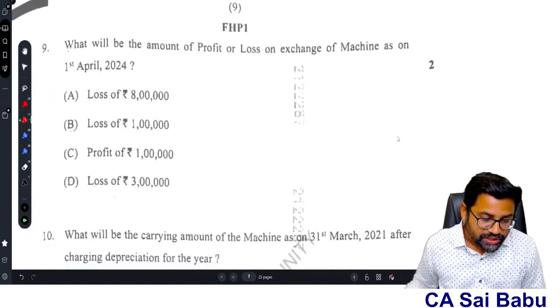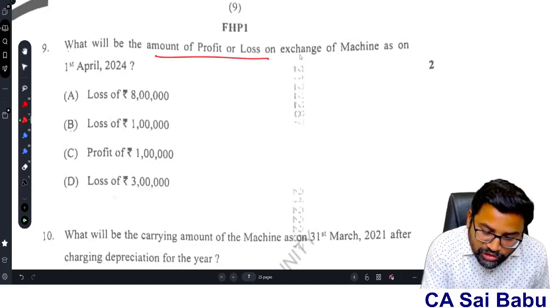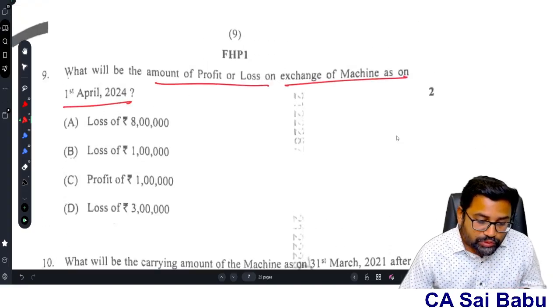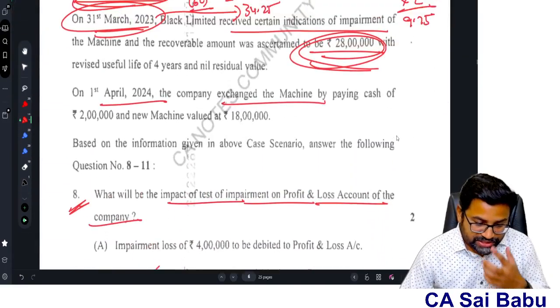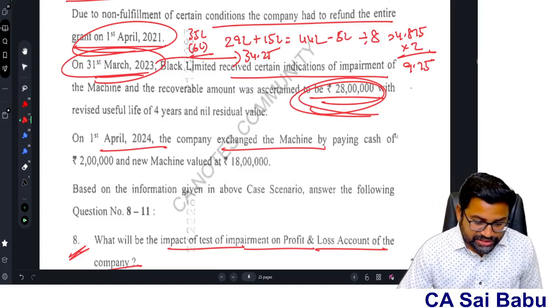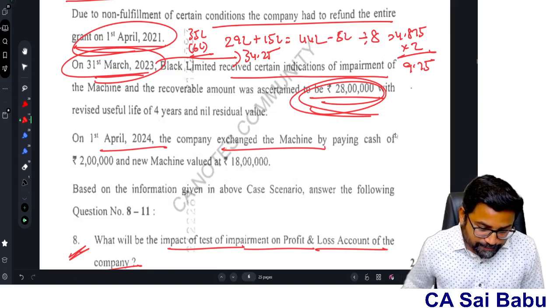Now come to the 9th one. What will be the amount of profit or loss on exchange of the machine on 1st April 2024? Sir, on 1st April 2024, again, there is an exchange of machinery. Very, very important, sir. Now, what will be the loss or profit, sir?